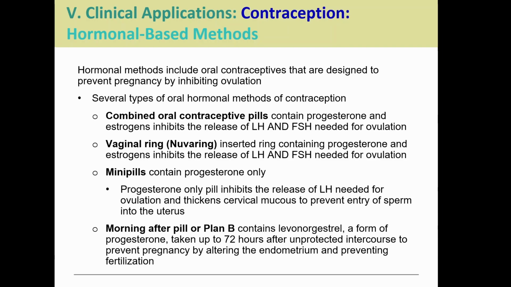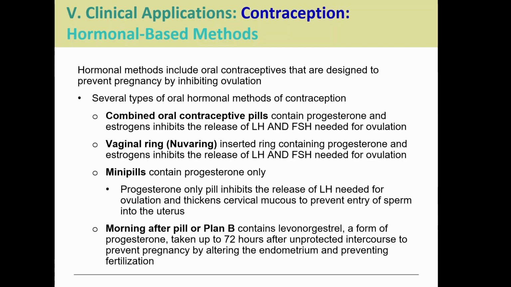We have the vaginal ring, or the Nuva ring. This is going to have progesterone and estrogens. Same thing, same end product. Mini pills are going to have progesterone only. This is going to inhibit luteinizing hormone for ovulation. And then again, the morning after pill, or Plan B, also called emergency contraception, is going to be levonorgestrel.